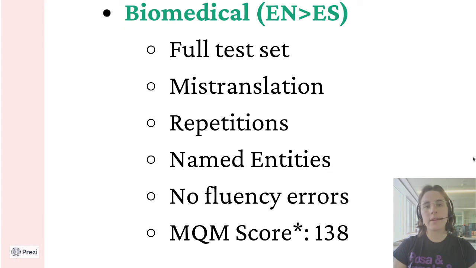Now, finally, for the biomedical case, where we saw that the BLEU scores already gave us very good results, we decided to perform as well some human evaluation following MQM. We took the language direction English to Spanish, and we analyzed a complete full test set. We found some mistranslations, repetitions, and named entities, especially because it is domain specific. But the good news is that there were no fluency errors. The output sounded very natural, as is to be expected from neural models, and the MQM score obtained was 138, which is much closer to what would be a pass for humans. So the human evaluation results confirmed what the automatic results were already hinting at.